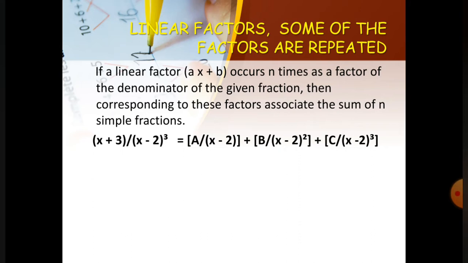The expansion for this case is A by x minus 2 with power 1, plus B by x minus 2 with power 2, plus C by x minus 2 with power 3, where A, B and C are constants.